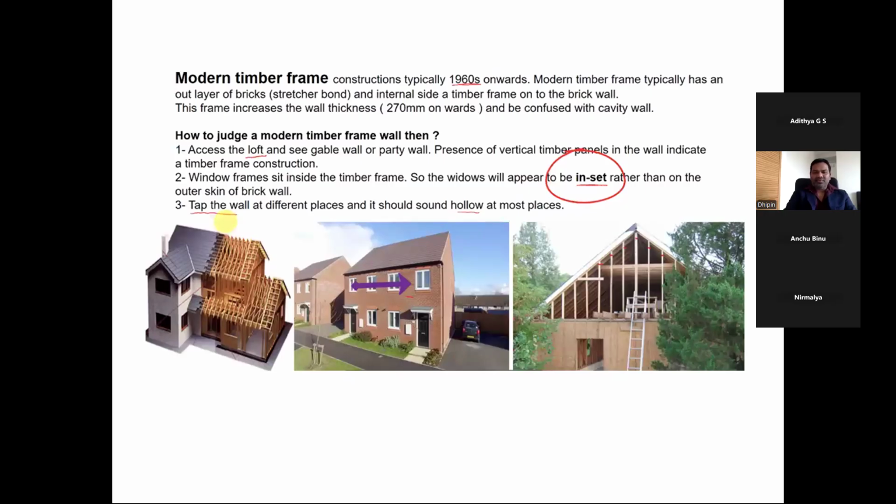Yeah, modern timber frame is something that is catching up recently, and it is completely different from what we have seen in the 1900s. The variation since 1960 has been changing drastically, and a few people are considering having this kind of timber frame too.